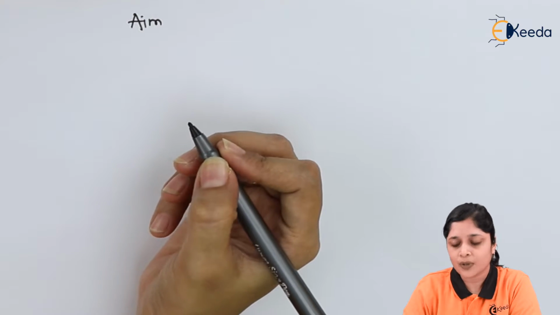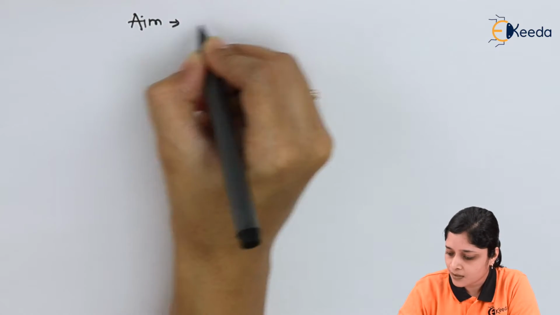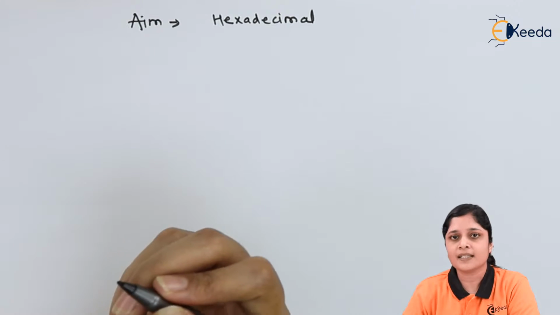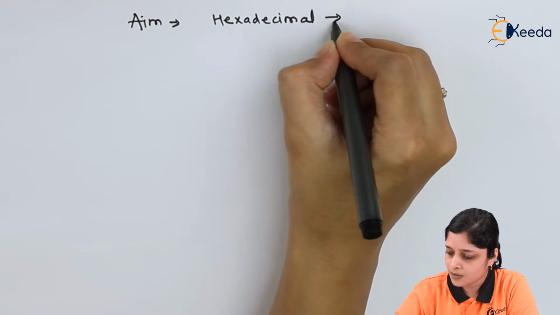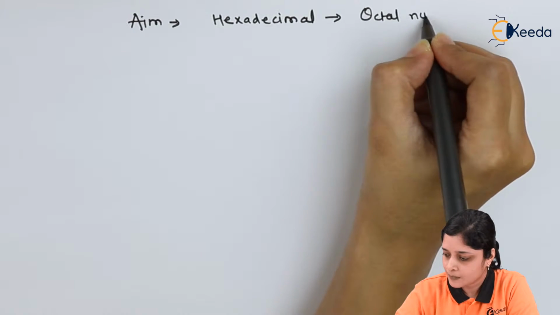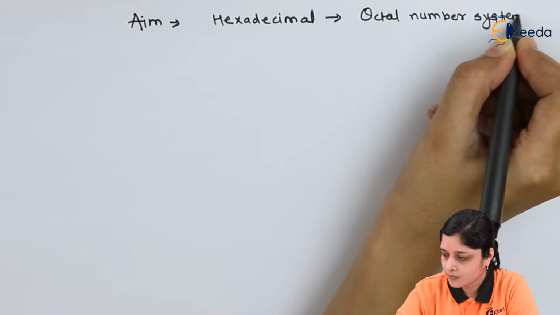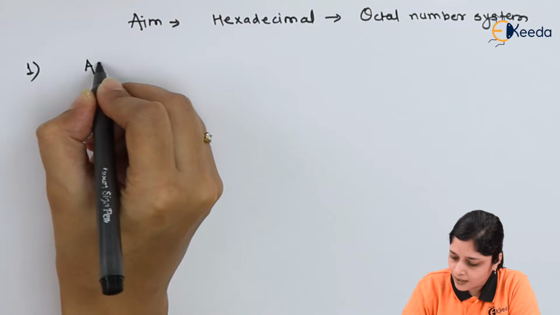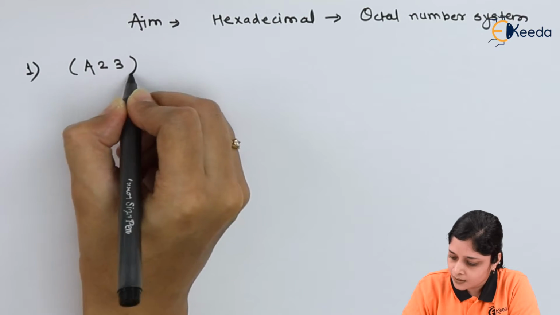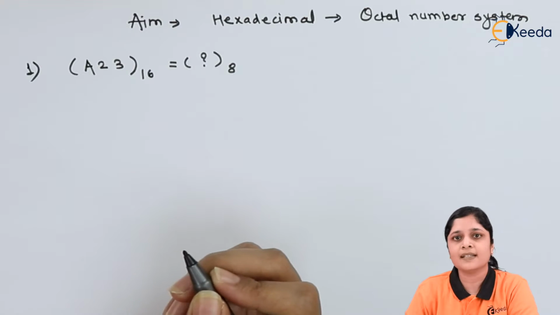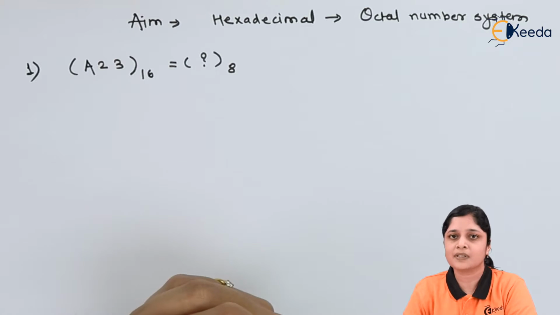First of all, write down aim. Your aim is convert hexadecimal number to octal number system. First example is A23 to the base 16. You have to convert this hexadecimal number to the octal number system.